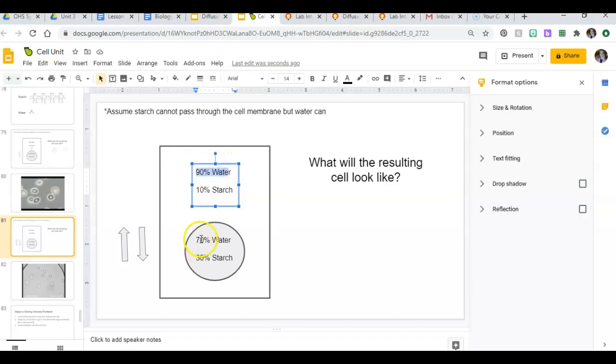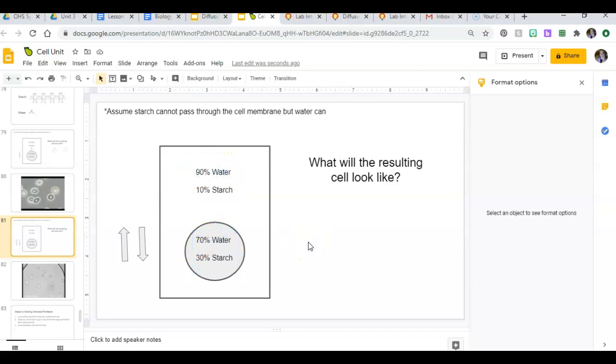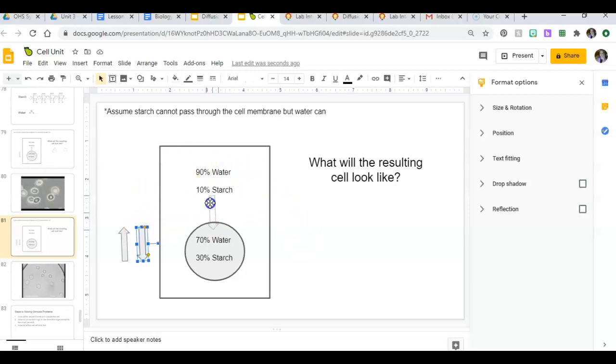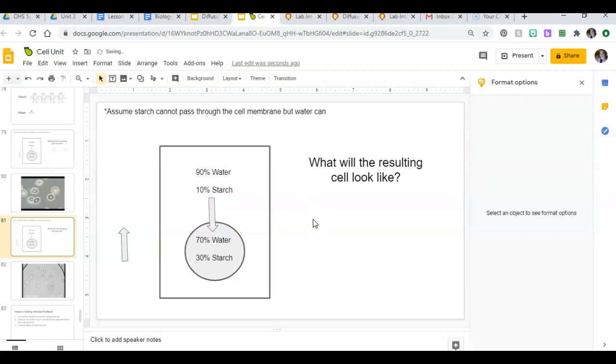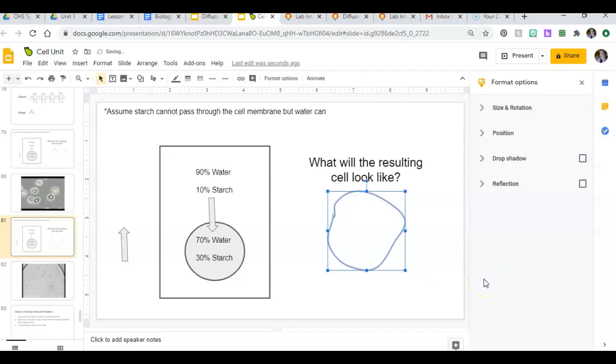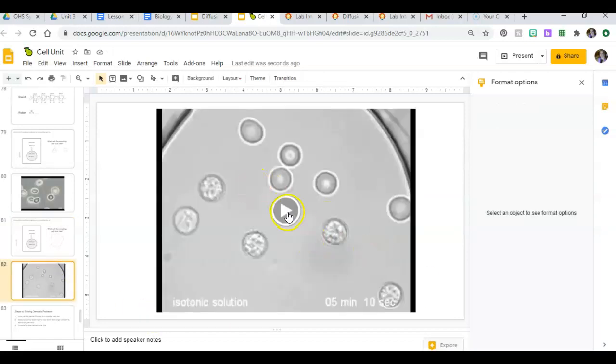So I've got 90% water here, 70%. So remember, it always goes from high, where there's a lot, to low, where there's a little. So we're going to put our arrow here, okay? And remember, if we think about our water balloon, what's our water balloon going to look like if we've got water going into it? It's going to get bigger, right? So our cell, and this is a terrible circle, but our cell is going to be really big, okay? So draw a bigger cell. And again, this happens in real life, okay?